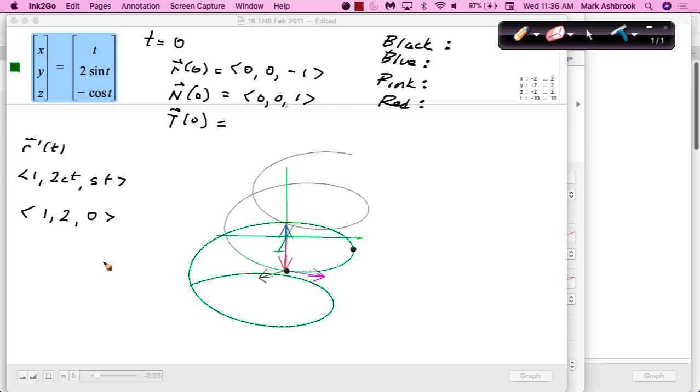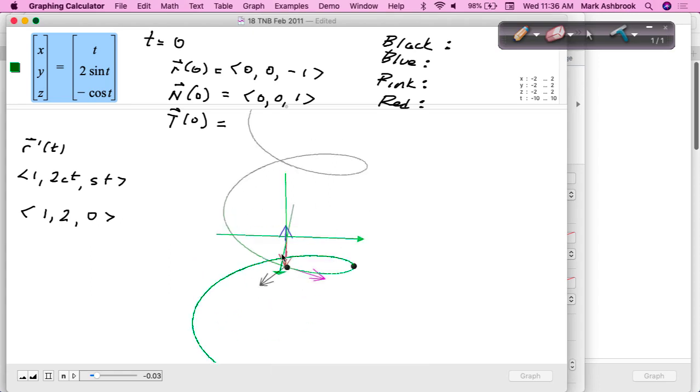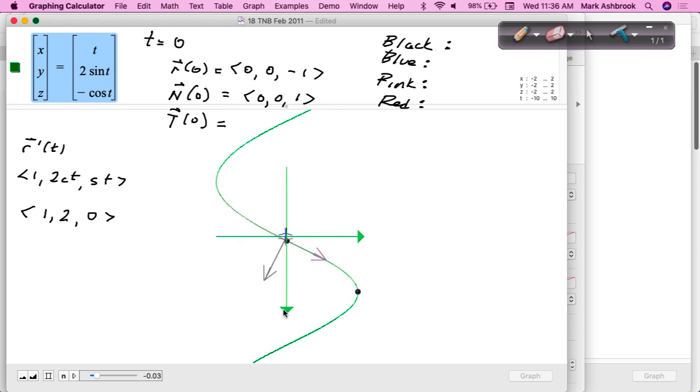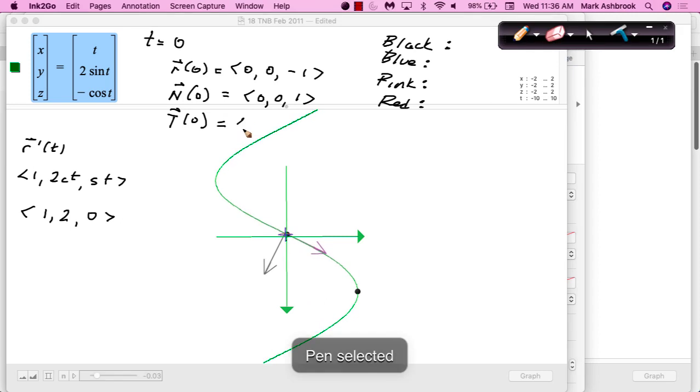So is that N? Or T, I'm sorry. What would you need to do? We got the direction: it's 2 in the y direction for every 1 in the x direction. So we just need the unit vector for that. So T would be (1 over root 5, 2 over root 5, 0).